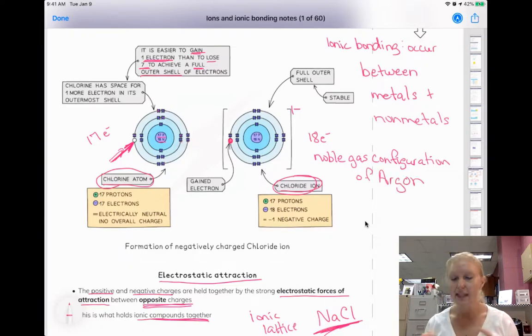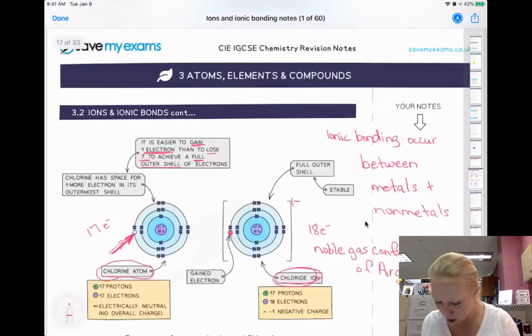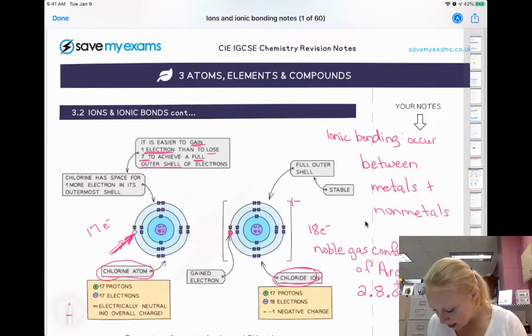All right, and let's look at what that electronic structure would look like if we wrote it out. So that's what we're talking about, how many electrons are in each shell. So I've got 2 in my, let's go back up here. We've got 2 electrons in my first shell. Then we have 8 electrons in my second shell. And now we have 8 electrons in our third shell.